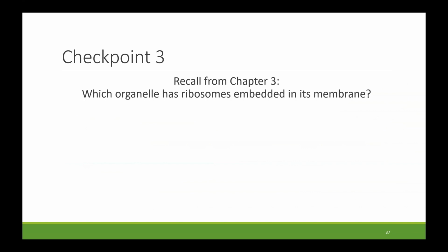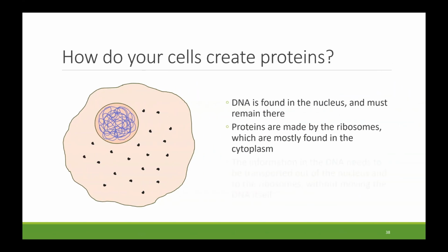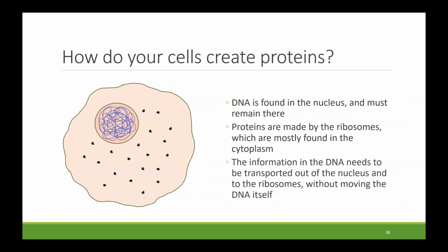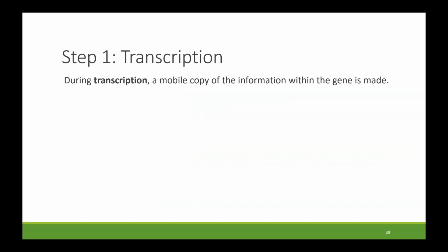So regardless of whether we're talking about a ribosome in the cytoplasm or one that's embedded in this organelle, the information that is carried in the DNA needs to somehow be transported out of the nucleus and to a ribosome without moving the DNA itself. And the way that the cell accomplishes this is through the process of transcription. Transcription is the name of the process by which a mobile copy of the information within a gene is made. While the original gene is made of DNA, the copy is made of a different molecule called RNA.